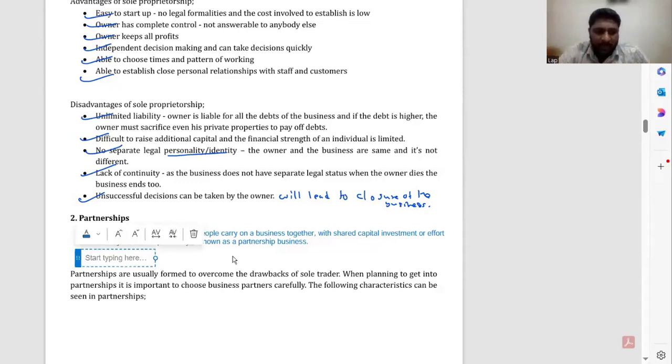So here write down another small note. The 1890 Partnership Ordinance will affect the partnership.